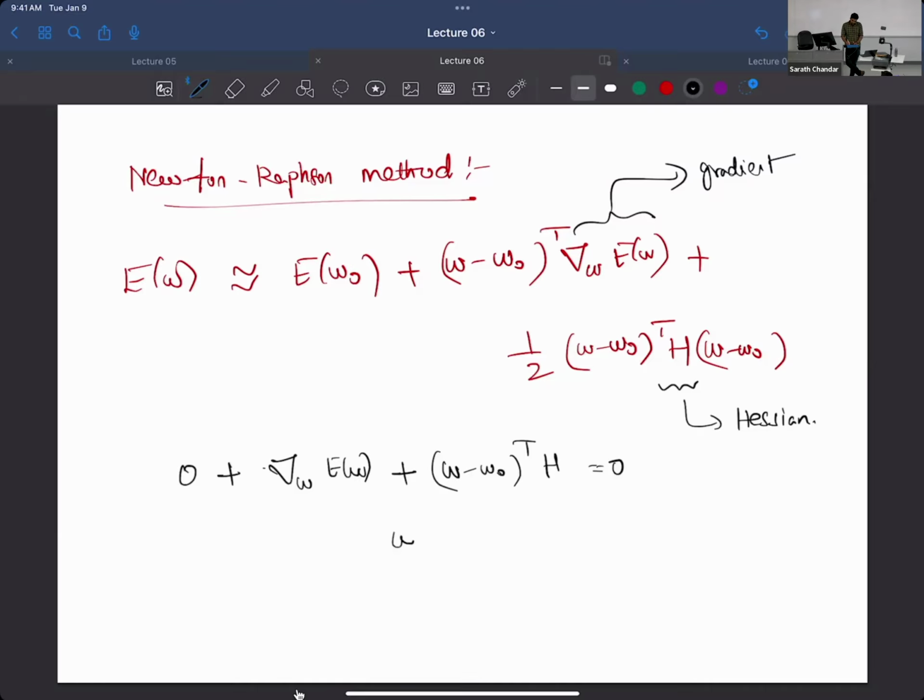So this can be written as W minus W0 transpose H is equal to minus the gradient. So W minus W0 transpose is equal to minus H inverse of, sorry, the gradient.